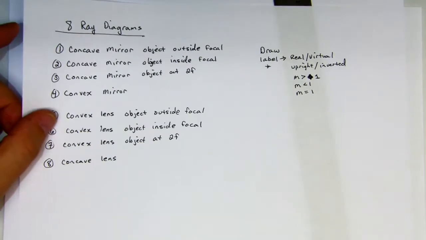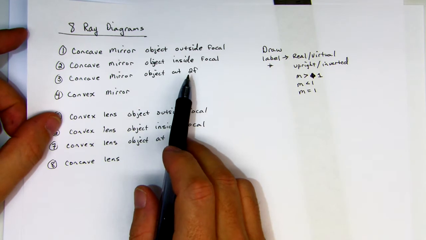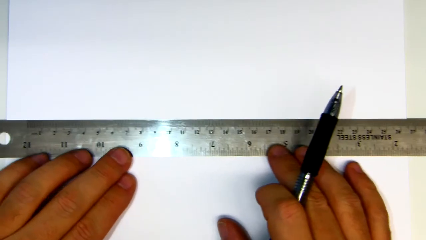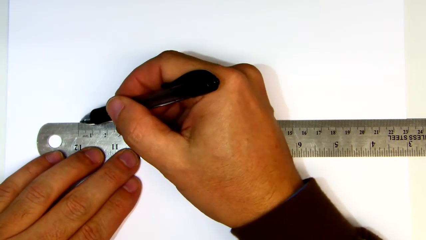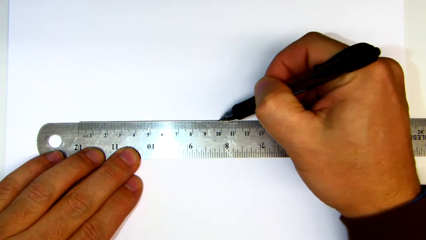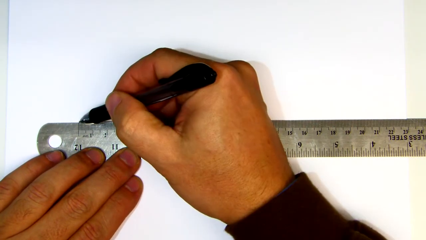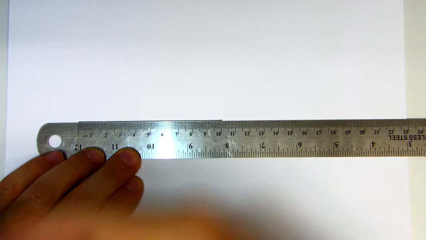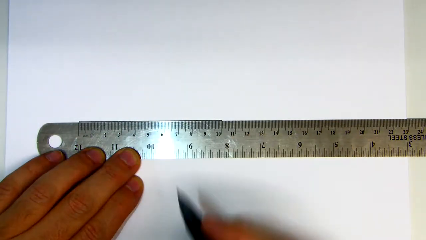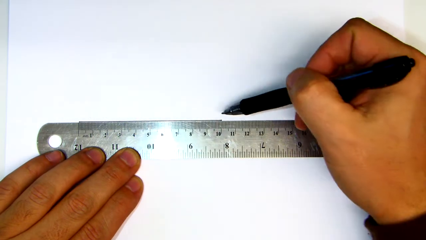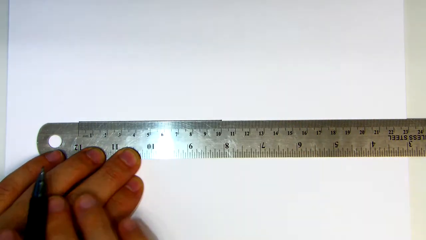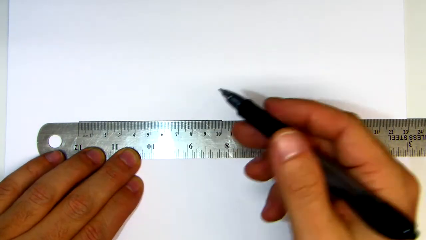Next we'll do concave mirror, object at 2F. So this is a special case. In this one we actually do have to measure. So I'm going to draw a 10 centimeter long line, the principal axis here. And I don't want to move my head in front of the camera, so it might be off a little bit if you're looking straight down. I'm looking at it from just a little bit of an angle, but this is close enough.